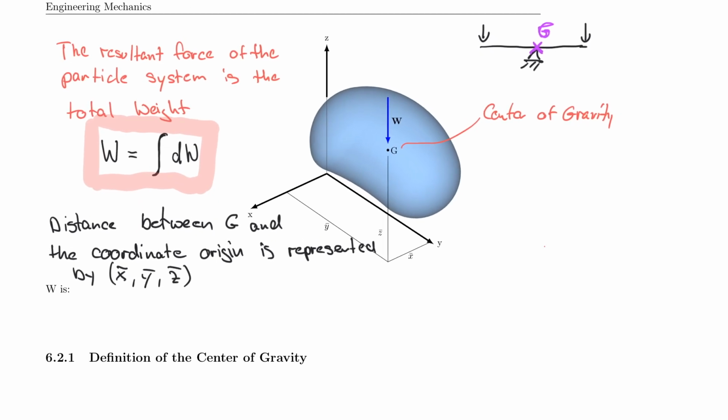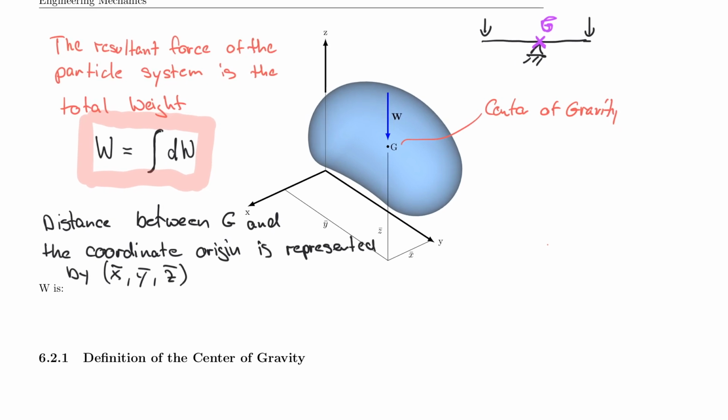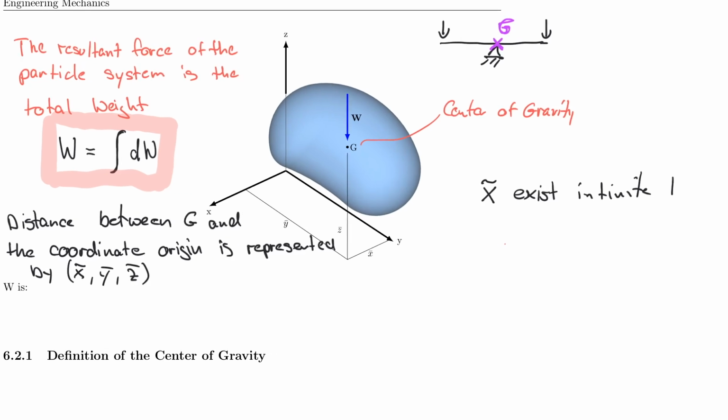And one little side note, I usually would ask you this in class normally, but here I can't get your feedback. So usually I ask my students how many X tildes exist and how many X bars exist. So X tilde we discussed on the previous page. Now we're talking about X bar. So what we would come down to in the class is X tilde exist infinite times, whereas X bar exists only once.